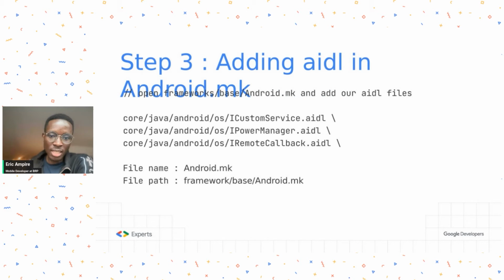After that, you need to make sure that all those IDL files that you have created are listed in the Android.mk file. This file can be found in framework/base in the AOSP code base. You just have to make sure that you have put the full name of your IDL file. In that case, the system will have the information that there is a custom service that has been added.